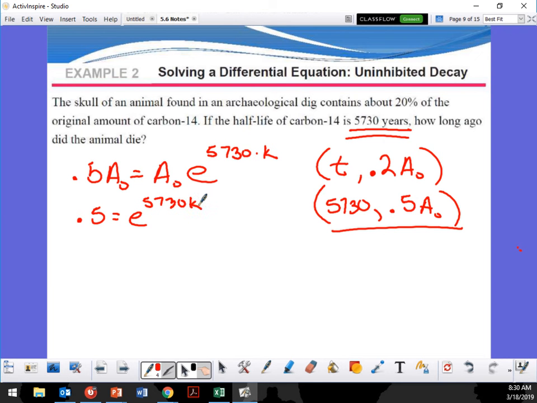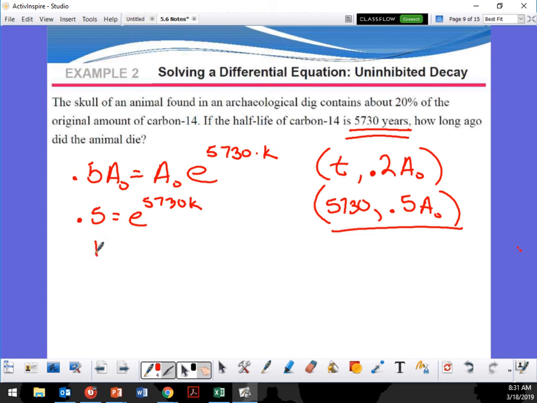5730K. You know what? We could do a little bit of algebra and turn that into 1/2. So when I do my ln, it's slightly different, but you're going to get the same answer anyway. All right, so watch this. Isn't 0.5 1/2? Yes. Okay, so I'm going to do 1/2.